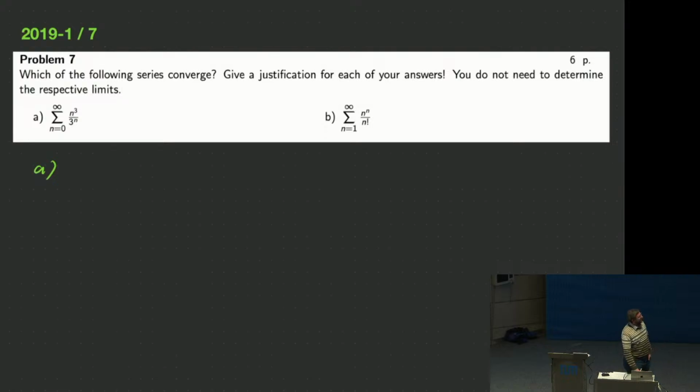All right, so here's your answer for part A. The series converges. An overwhelming majority said that, so it must be true. Just a quick remark here, you will see that the problem statement explicitly says you do not need to determine the respective limits. And that means the intended way is probably applying one of those convergence tests, right?